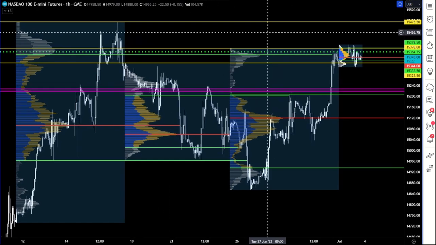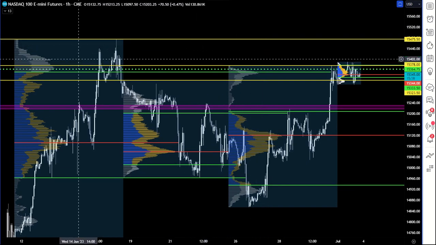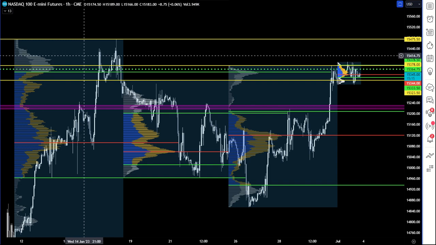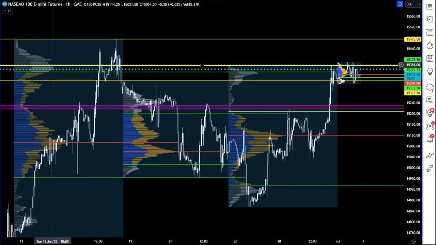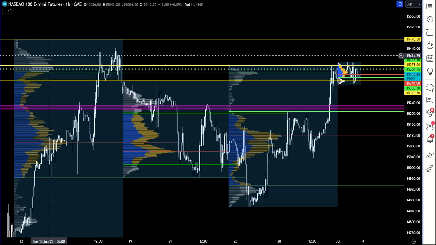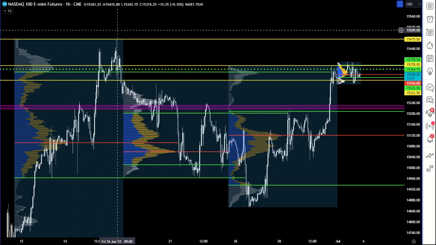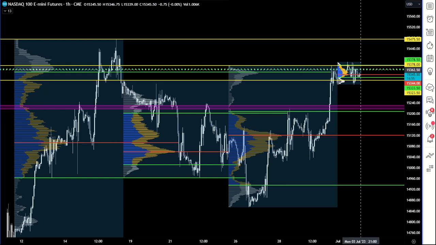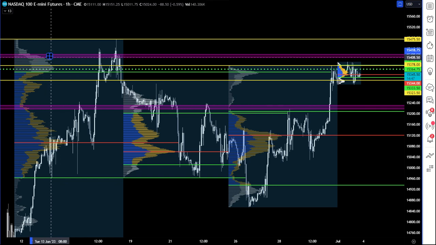Now, when we don't have any other information, let's take a look here. Hold on. Let's just do a couple more here. So we've got a volume shelf here. You've got big volume in here, and then it got rejected several times right in this zone. So I'm going to mark that as a zone.